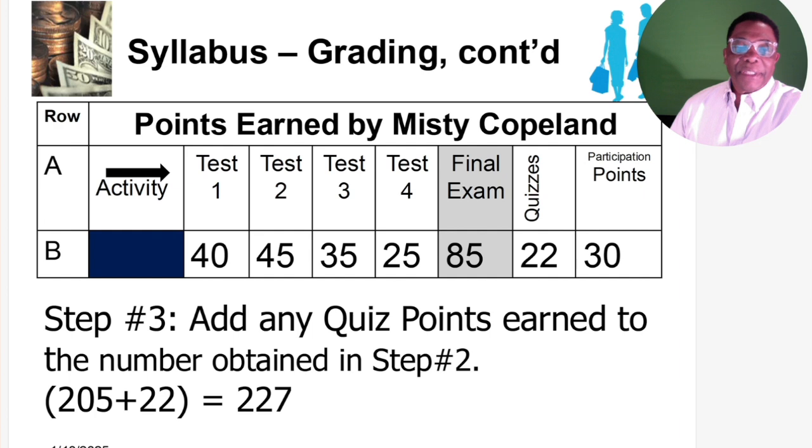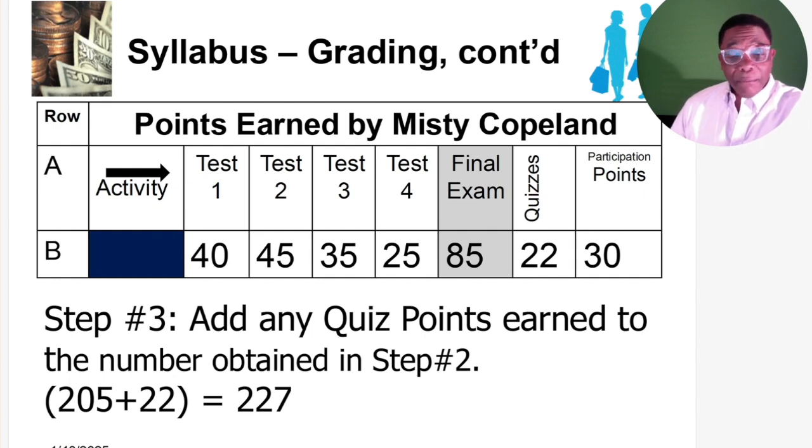The third step in the grading process is adding quiz points that Misty earned to the points she already earned for completing the tests and the final exam. You will recall she has 205 points up until this point. She earned 22 out of 30 possible quiz points. We add the 22 to the 205, and now she has 227 points.